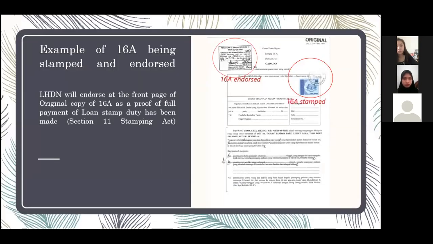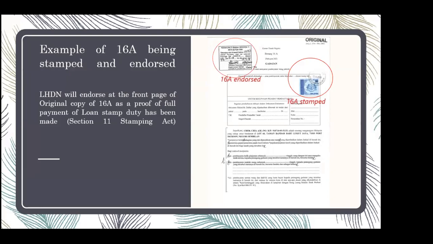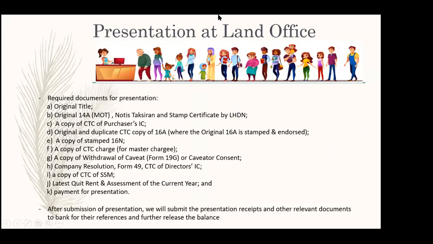Next will be an example of 16A being stamped and endorsed. LHDN will endorse at the page of the original 16A as proof that full payment of the loan stamp duty has been made. You can see that the part circled in red is where the 16A is endorsed and stamped. After that, we will prepare the list of documents for presentation. I will show you a scanned copy of these documents.